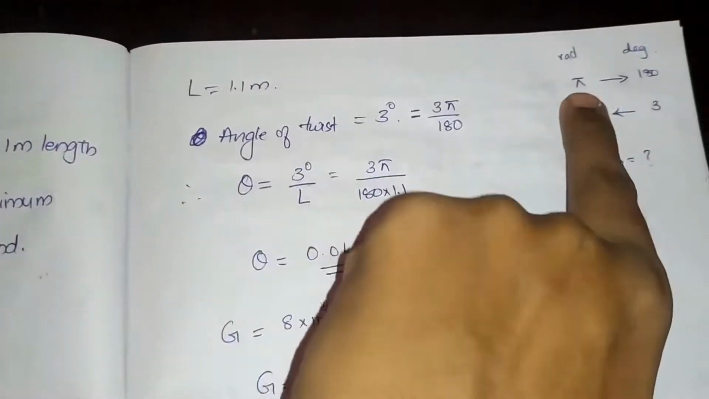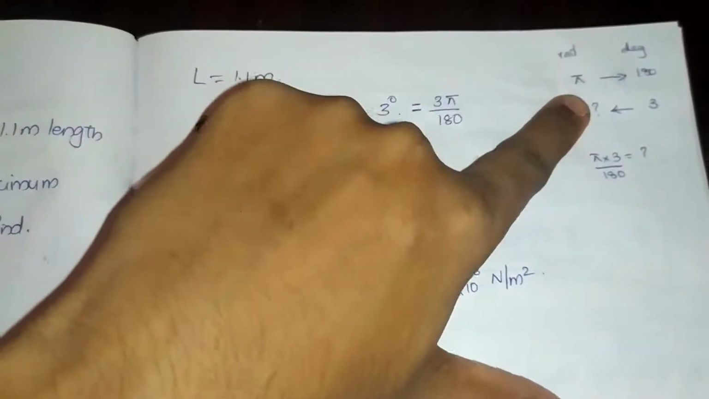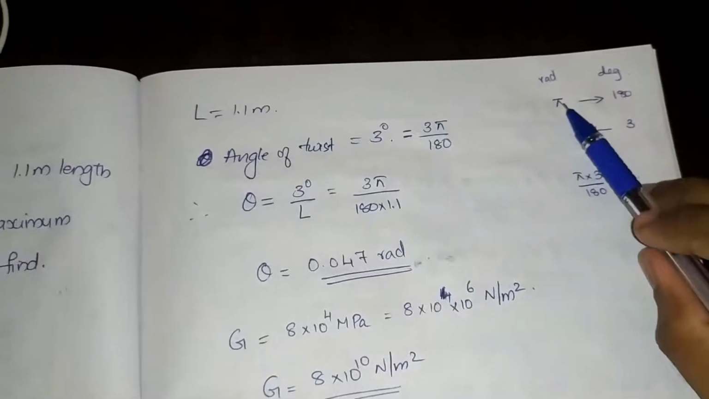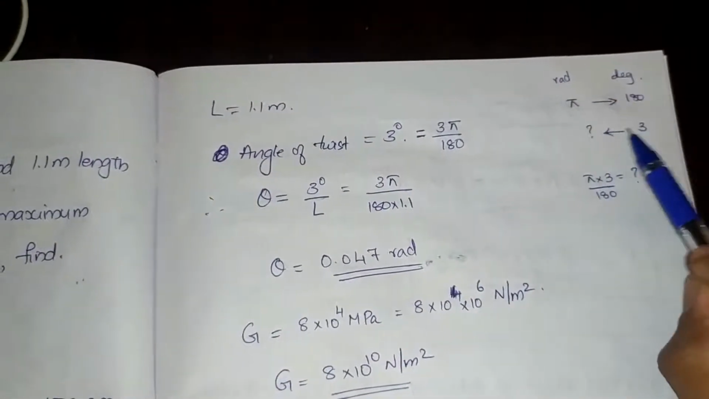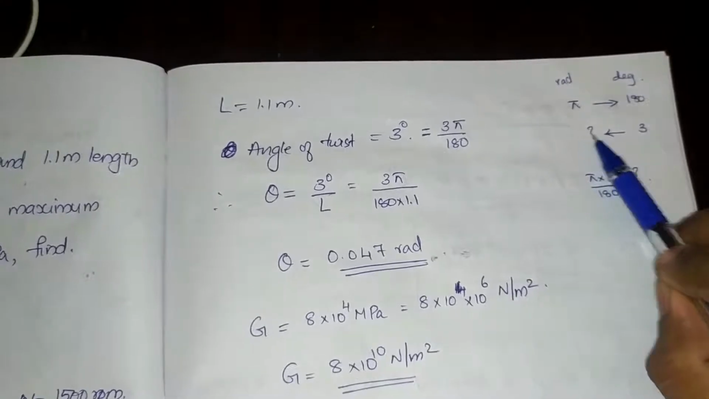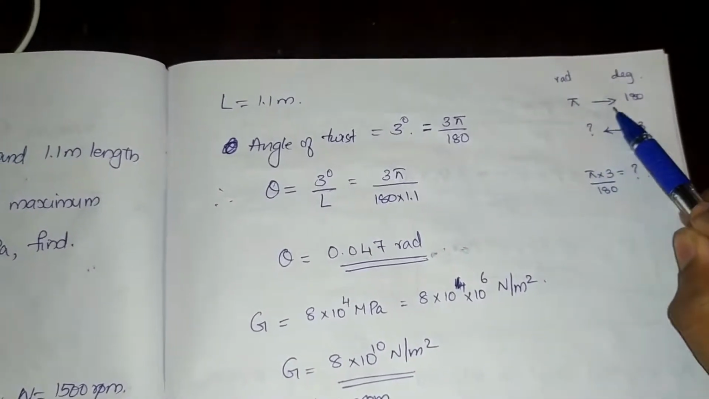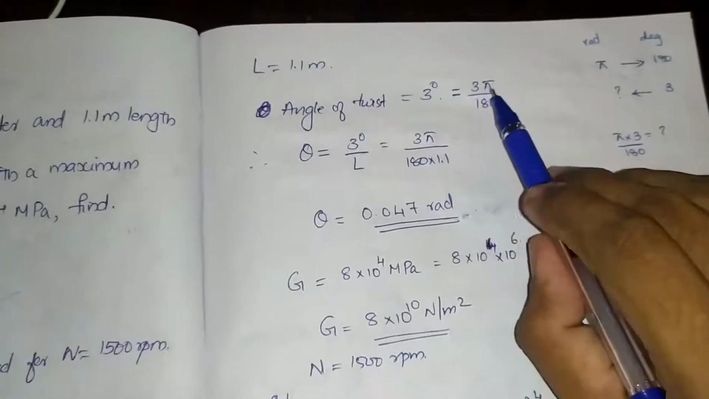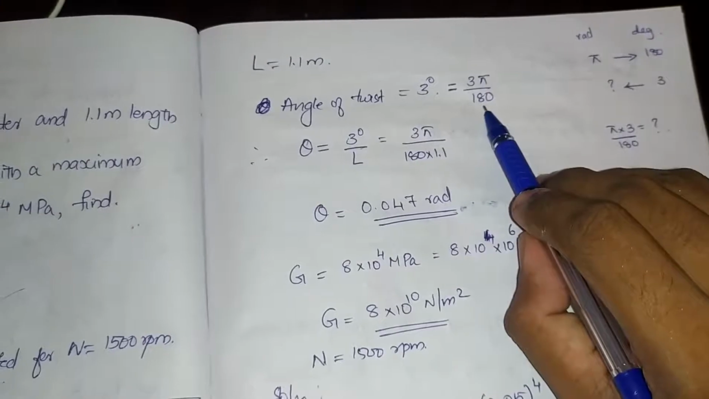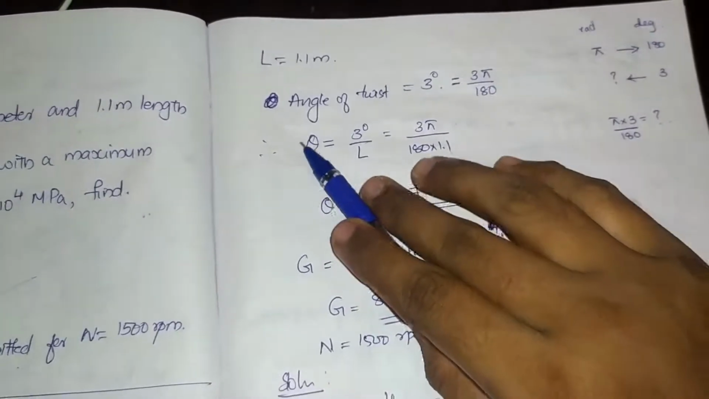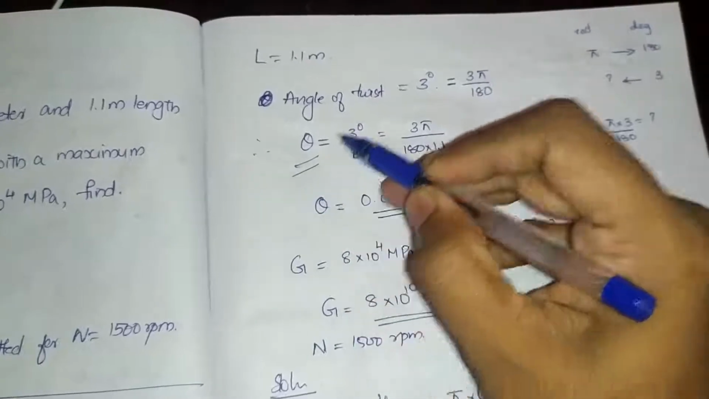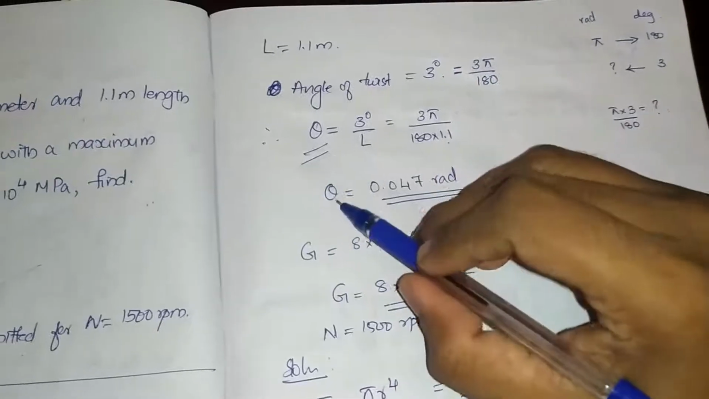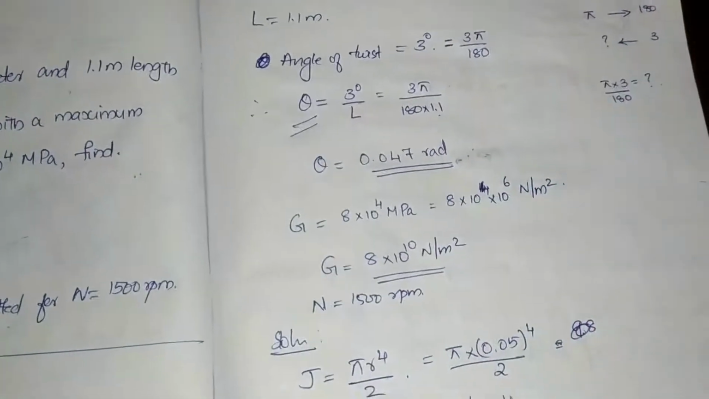How will you convert it? You can do this sort of thing if you have confusion. Pi radians means 180 degrees. So how many radians is 3 degrees? Cross multiply, and it will be 3 pi by 180. So 3 pi by 180 is the angle of twist, but theta is angle of twist per unit length. This is very important. Theta is 3 degrees by L, that means 3 pi by 180 divided by length, which is 1.1. So theta you got is 0.047 radians.